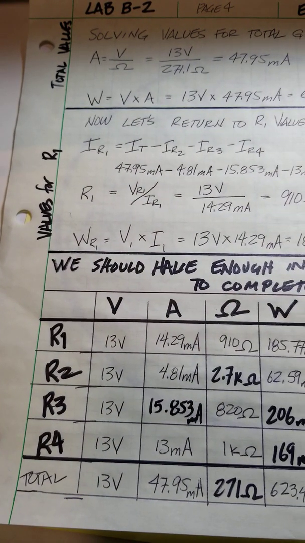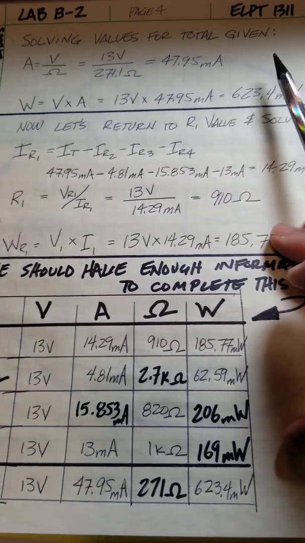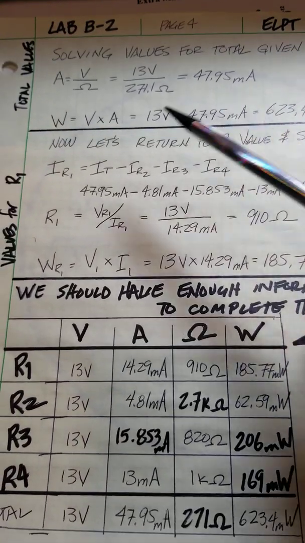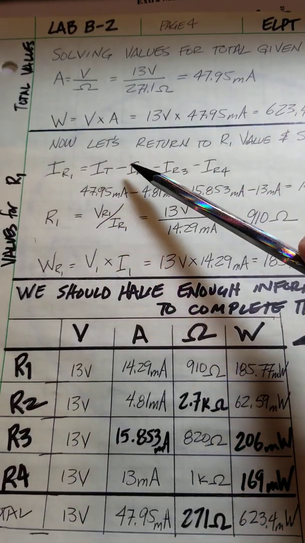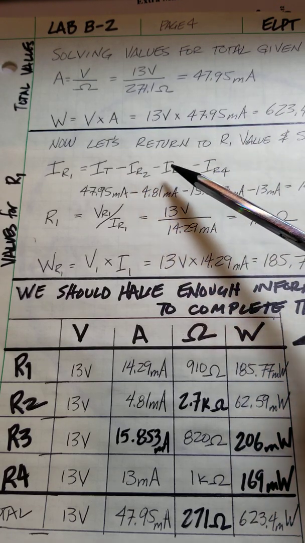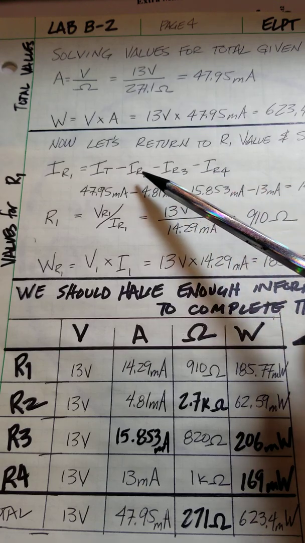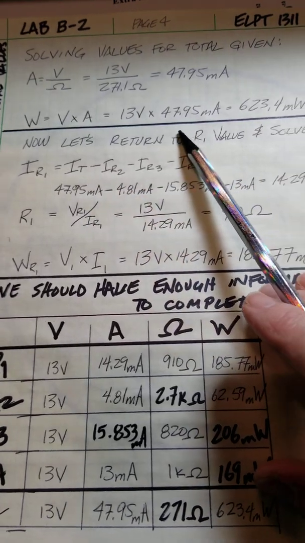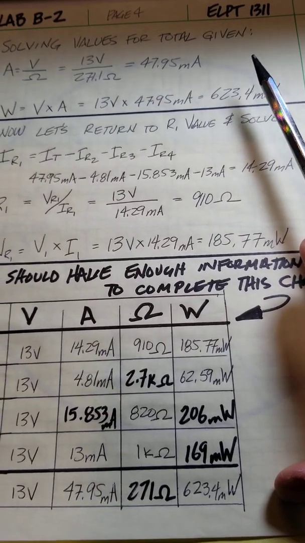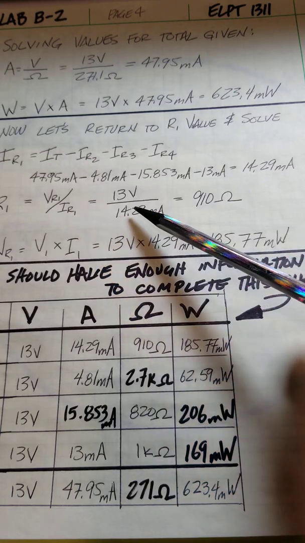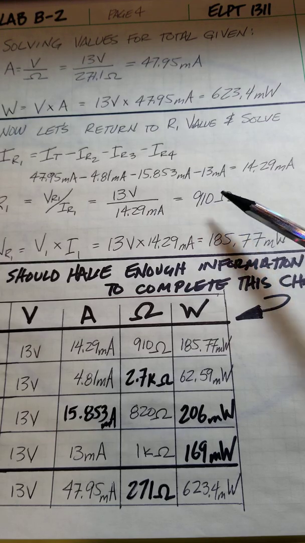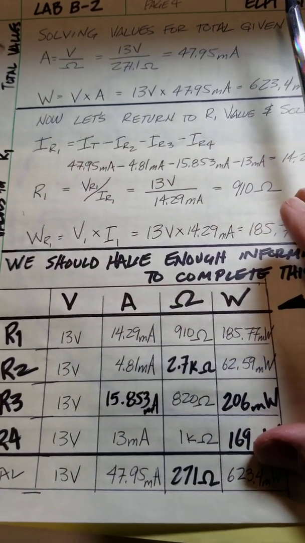The last thing I haven't solved for is the values for R1. The way we do that is we take what we do know. We know the total current, and we know the branch currents for R2, 3, and 4. If I subtract these 3 values from my total, whatever's left over is the current of R1. So 14.29 milliamps is the current for R1, and I take that current and divide it into my voltage, and I get something close to 910 ohms. So that's what that looks like.